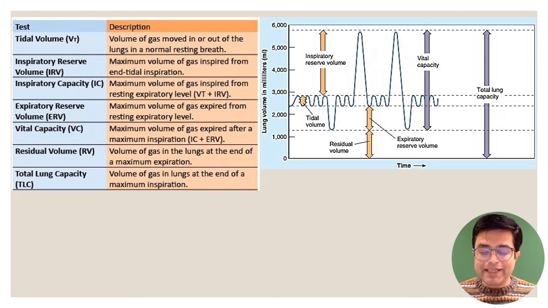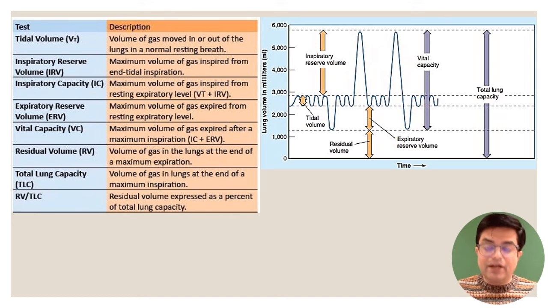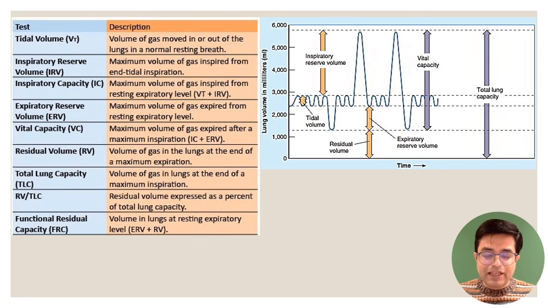It combines everything. So the volume of gas in the lungs at the end of a maximum inspiration is called total lung capacity. And then we have RV by TLC, it is a ratio which is sometimes used in the books, so you can just remember it's a ratio. And finally, we have functional residual capacity, which is the volume in lungs at resting expiratory level. It involves a combination of ERV along with RV, right?